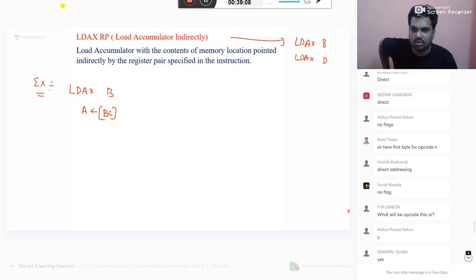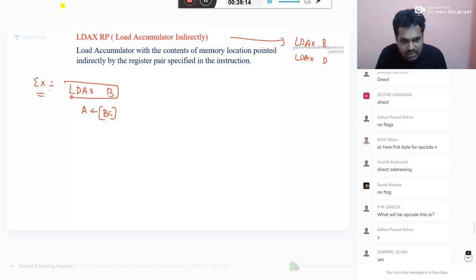Now listen. What happens is, see here. Is there any address or data in this instruction? Firstly, tell me, in the instruction, is there any address or data? No. So can you tell me how much memory is required for this instruction? Only 1 byte. It is opcode fetch only.